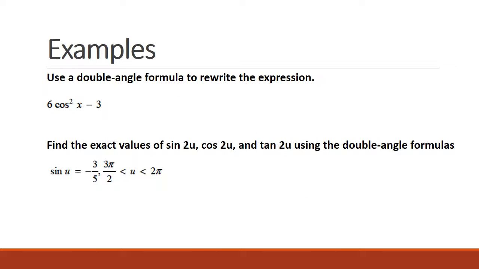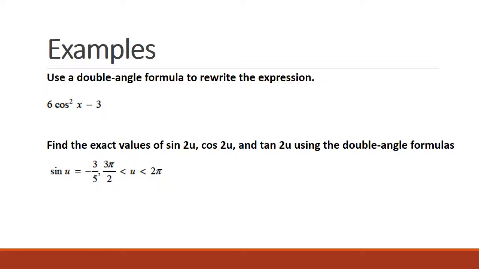Okay, now we're going to use a double angle formula to rewrite the expression. We've got 6 cosine squared x minus 3. What you're going to do is look at your double angle formulas and find one where the right side of the expression looks very similar to what you see here. If you factor out a 3, you'll have 3 times 2 cosine squared x minus 1, and that may help.